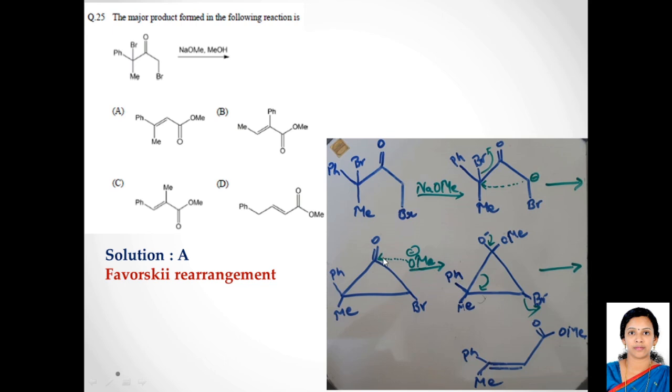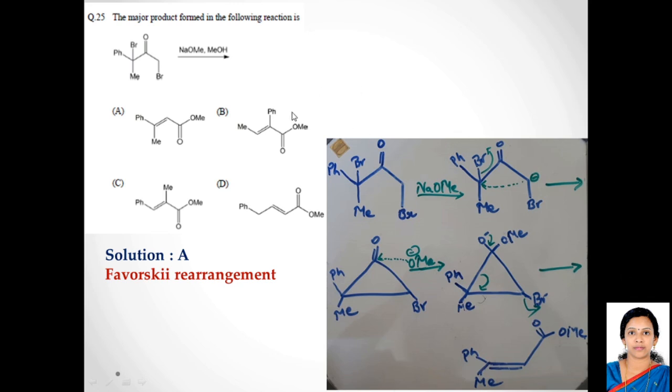Once it attacks here, the pi electrons of the double bond shift onto the oxygen, so you will get a negative charge here and you will get OMe here. And then basically the next step is shifting of electrons. So this shifts back, forms the double bond to oxygen, and once it shifts back, this bond shifts back to here and the bromide is removed from this species, and you will get this particular structure.